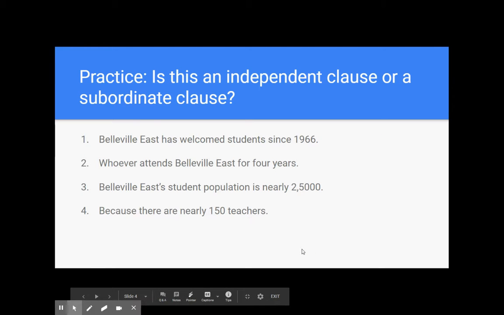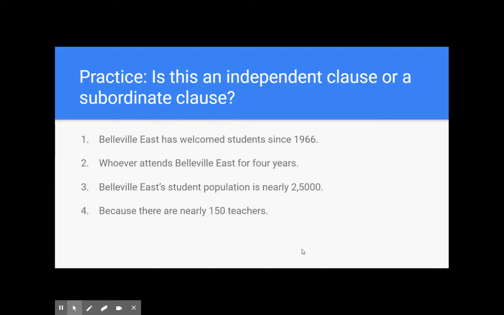All right, let's look at these 4 and determine whether they are independent or subordinate. Number 1, Belleville East has welcomed students since 1966. Do I have a subject, right? Belleville East. Do I have a verb or verb phrase? Has welcomed. Did it complete the thought? Yes, it did. So that would be an independent clause. That would be a complete sentence on its own. Number 2, whoever attends Belleville East for 4 years. That did not finish the thought, right? So obviously that would be our subordinate clause.